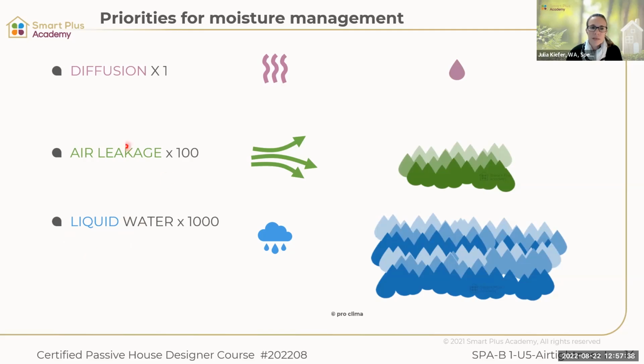Liquid water first, air leakage second, diffusion third. Ideally, you want to have that all under control. But if we don't have one of them under control, then we don't have to worry about the others. So if you don't have your air tightness under control, you don't have to worry about your vapor. Good. I think that's important to know, because it makes sense in prioritizing where to put most of your energy in.